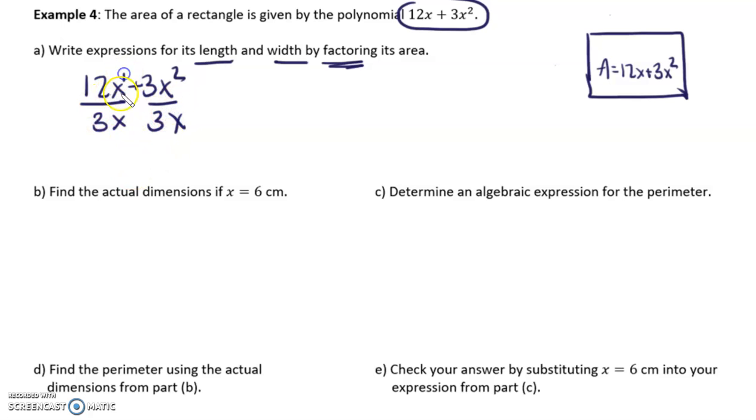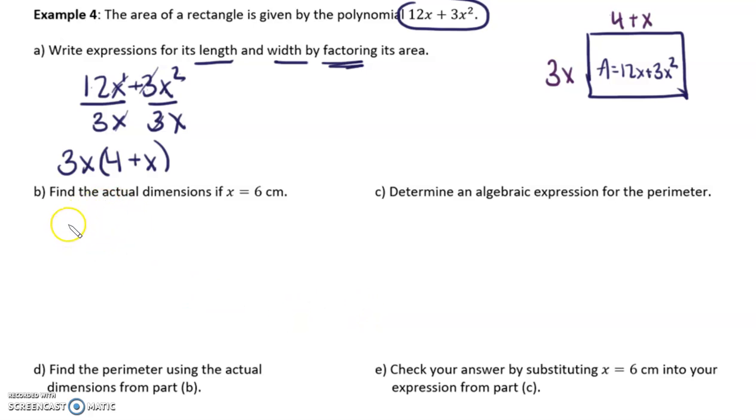Right? X to the 1 is the lower exponent, and then 3 is a prime number, but 12 divides by 3, so we're going to choose that 3. So when we divide, we get 12 divided by 3, and those x's cancel. 3 divided by 3 cancels. X squared divided by x just goes to x. So maybe the length is 3x, and the width is 4 plus x.